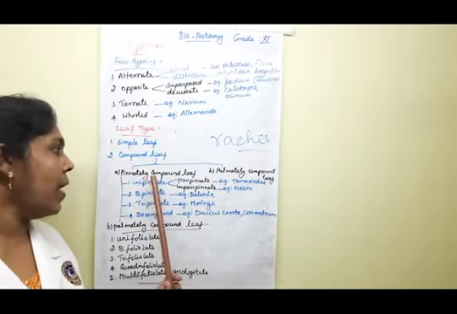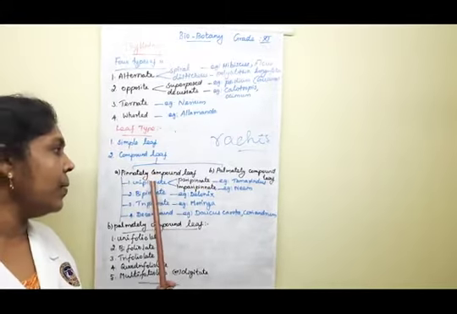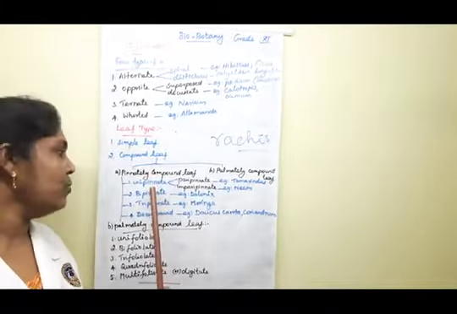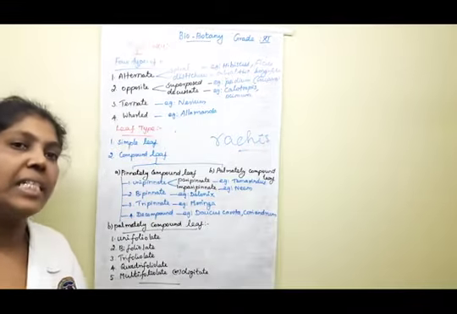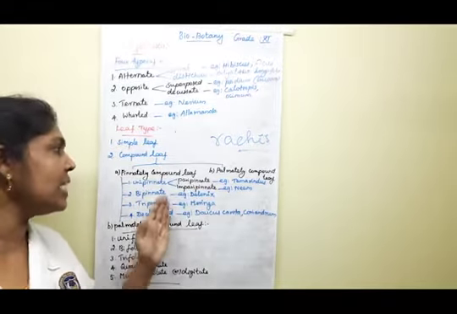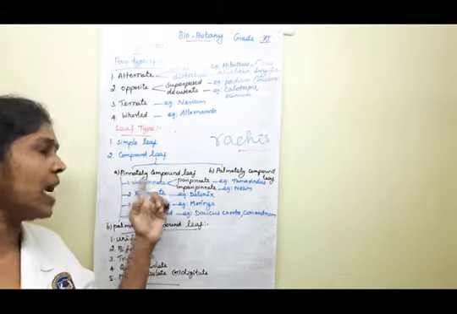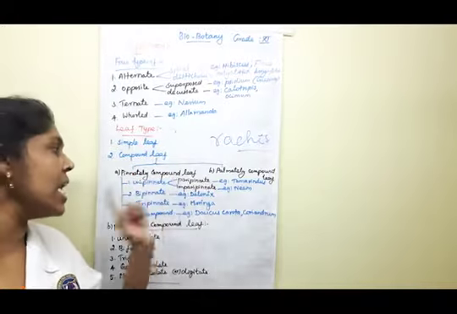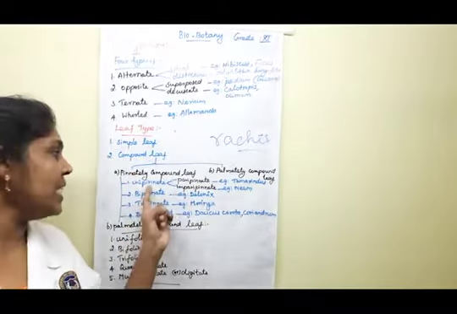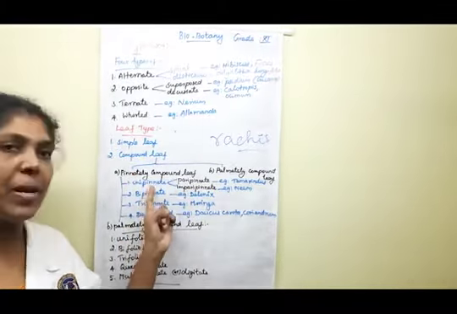Clear? First one, the pinnately compound leaf, comes under four major types, right? Unipinnate, bipinnate, tripinnate and decompound. Clear? Unipinnate, very good. Bipinnate, tripinnate and decompound. So these are the four subtypes that come under pinnately compound leaf. Unipinnate, I already said the concept.